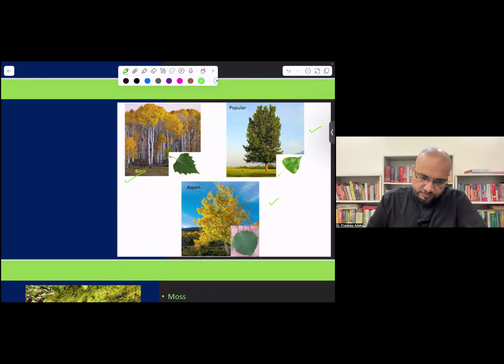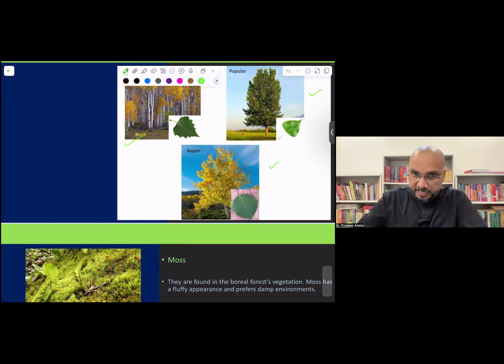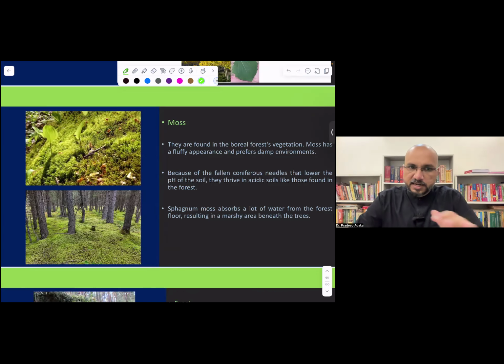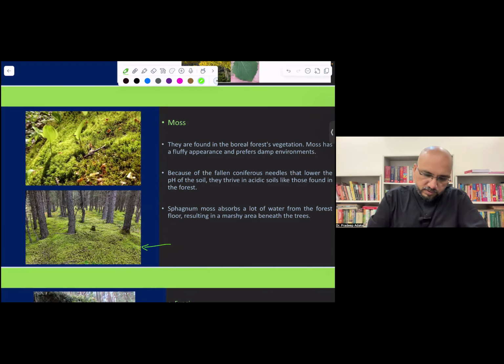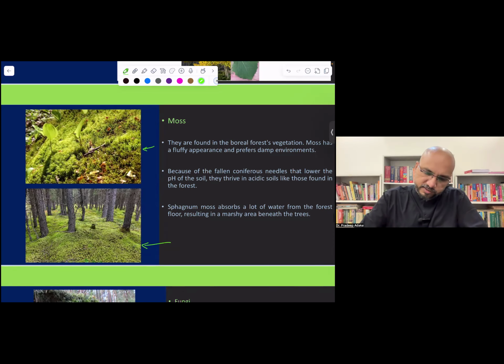Then another important characteristic of the taiga biome is that they have moss as the undergrowth. The trees are not very close. They have distance between them, so they are uniform in distribution. And you see, as understory or undergrowth, they have moss. So this is your bryophyte, moss.